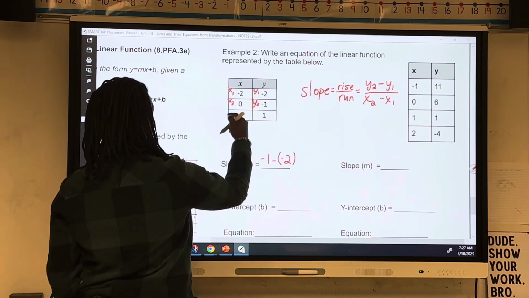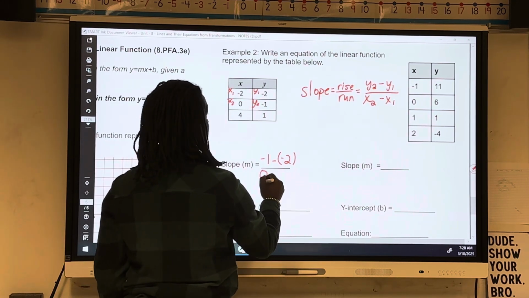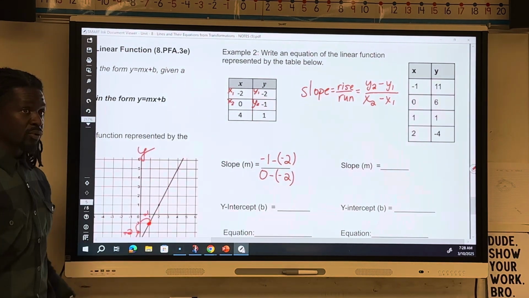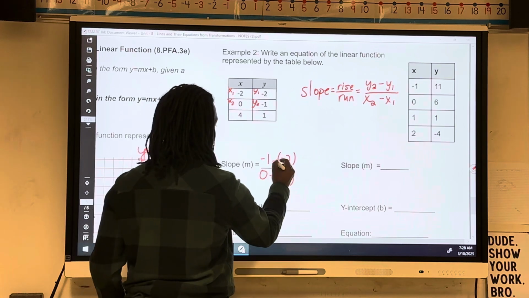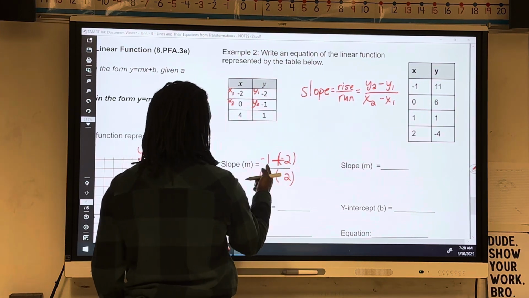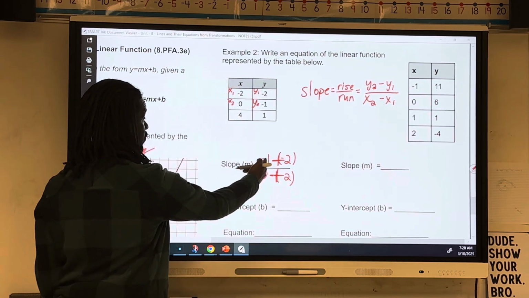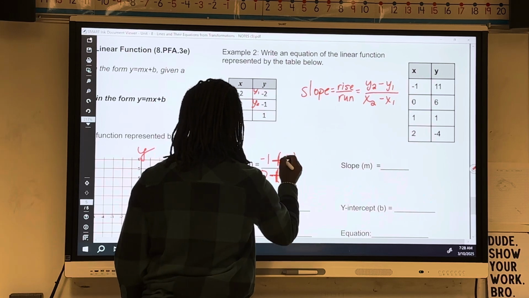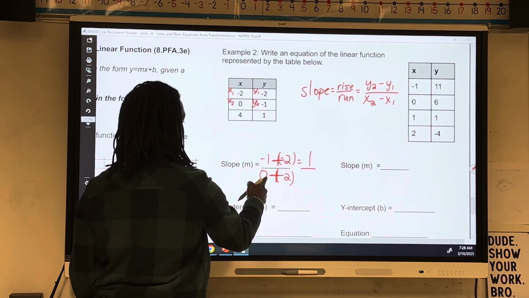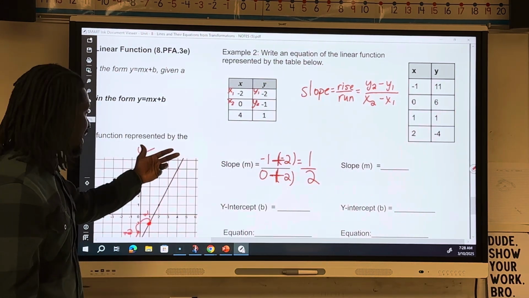Over x2, 0, over minus x1, -2, okay? And so if you will remember, when you have a negative and a negative, or subtracting that, that's gonna make that positive, so it's really -1 plus 2. Same thing here, right? It's really -1 plus 2, okay? And so -1 plus 2 is gonna give me 1, and then 0 plus 2 is gonna give me 2, okay? So my slope is 1/2, okay?